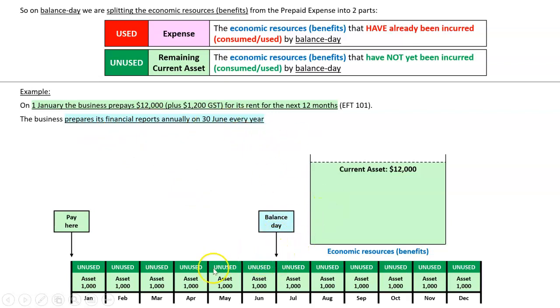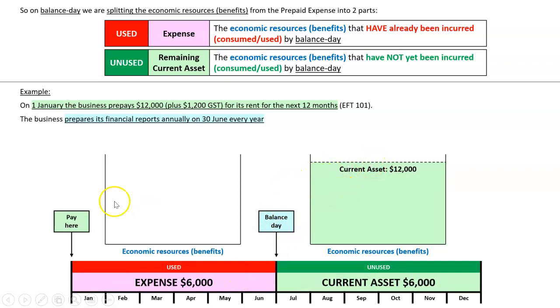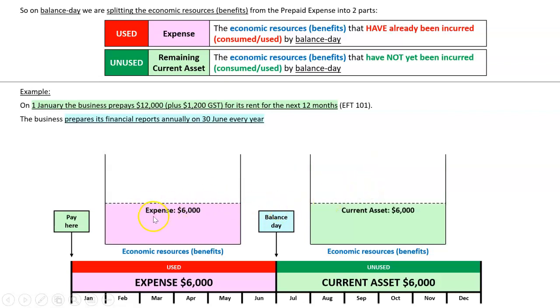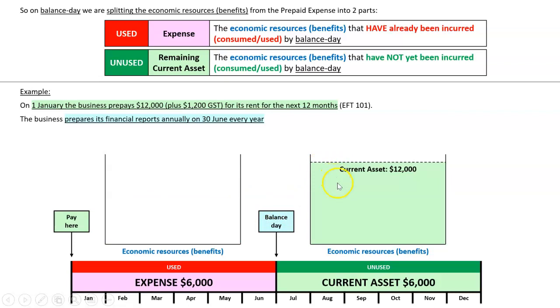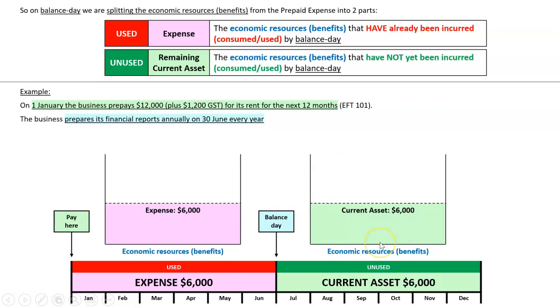Now what that's going to mean is after 6 months, we'll have used or consumed or incurred, whatever word you want to use, 6 months worth of economic benefits. Now as we do that, they all become an expense. So basically this water tank level is too high. What we've got to do is transfer some of that over into another bin of used economic benefits, and that'll be my expense. So basically, just to go back a step, I've got the $12,000 here in the assets tank. I've got to get $6,000 into this tank, and I've got to take $6,000 out there. So that's basically what we're doing, making a transfer from the asset tank to the expense tank.